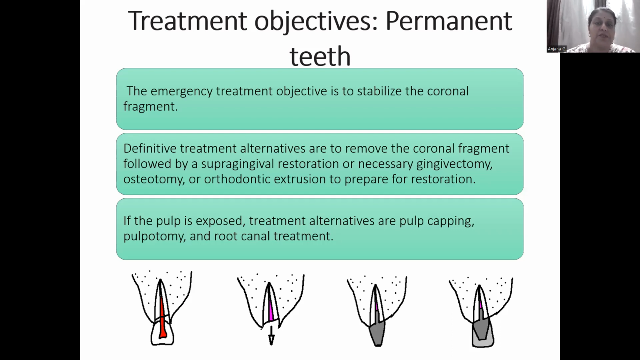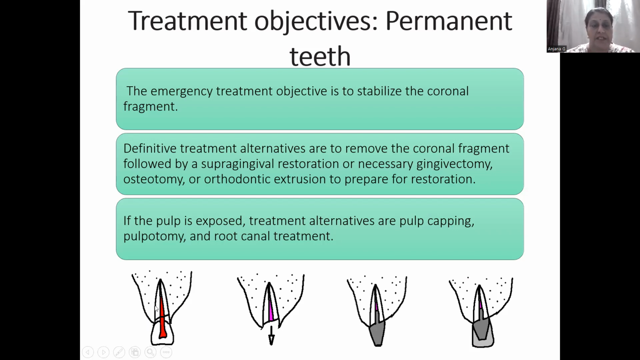If the pulp is exposed, treatment alternatives are pulp capping, pulpotomy, and root canal treatment. You can see that in this case, the fracture has occurred considerably low, so the coronal fragment cannot be retained. Here, the healing will be compromised. If the fracture was at a higher level, healing of root fracture usually has a good prognosis. And if you stabilize the tooth, it will heal automatically.